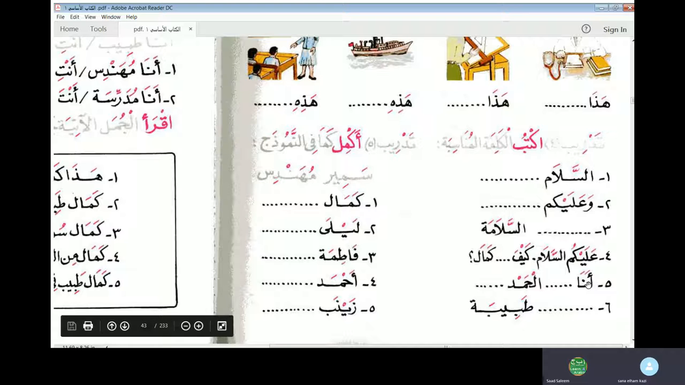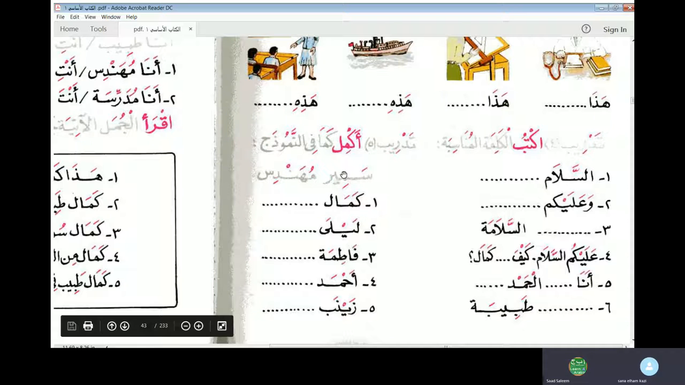Alaikum assalam. كيف حالك كمال؟ How are you, Kamal? أنا بخير الحمد لله. I'm good, alhamdulillah. أنا طبيبة. I'm a doctor.